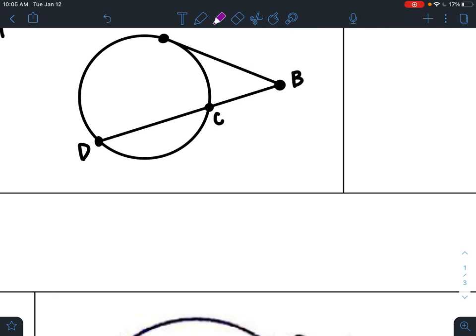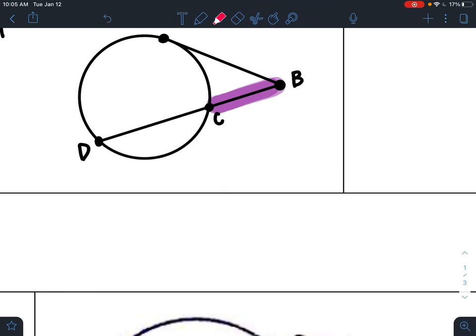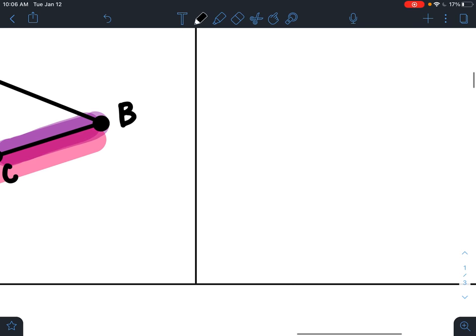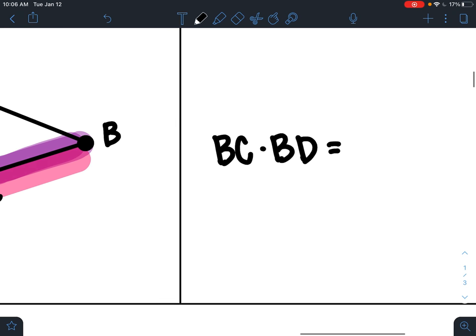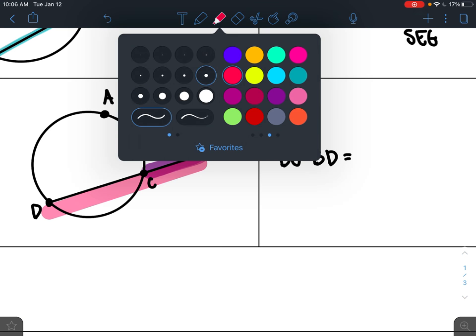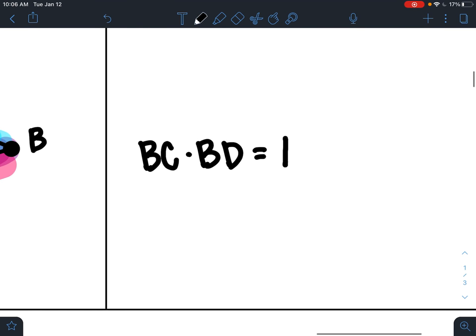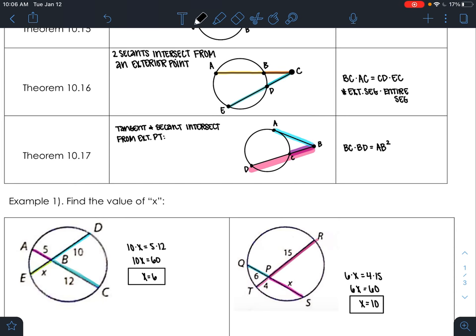So let's actually start with the secant, because this is exactly like the one that we did before, where we're going to take that exterior segment of BC, and then we're going to multiply it times the entire segment of BD. So we're going to do BC times BD equals, and the issue here is that we don't have an exterior and a full segment of the tangent, because all we have is this exterior segment. So what that's going to equal then is just the square of that exterior tangent, so AB squared.